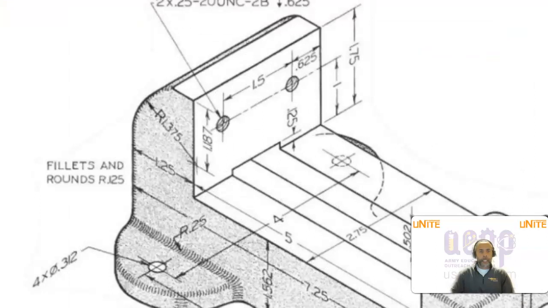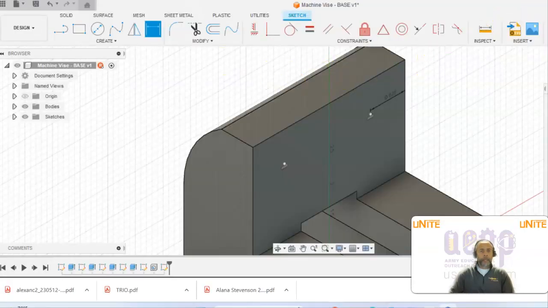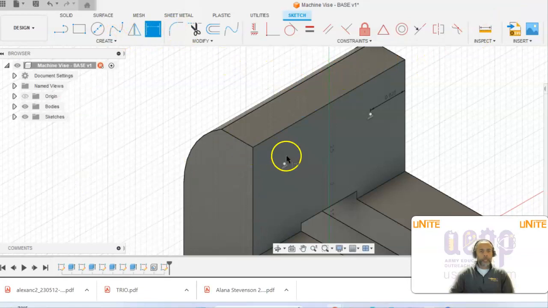The distance between the two center points will be 1.5. So we'll create another dimension and select the center point here and this one. Place the dimension and type in 1.5 and press enter.